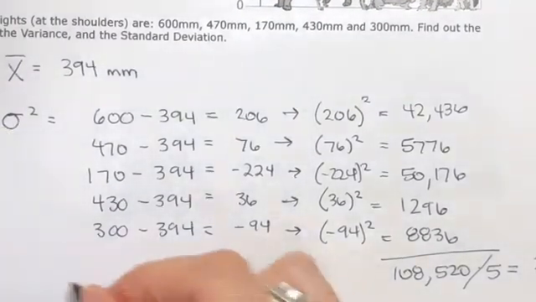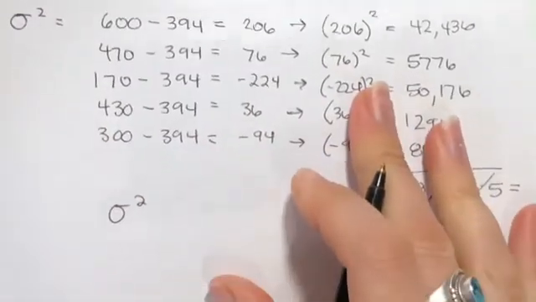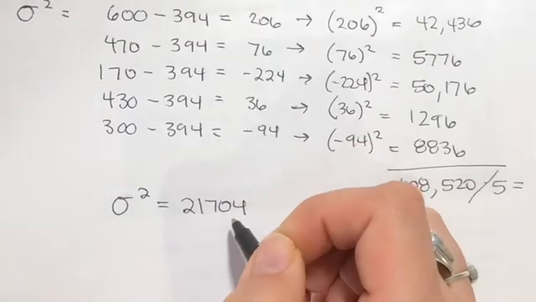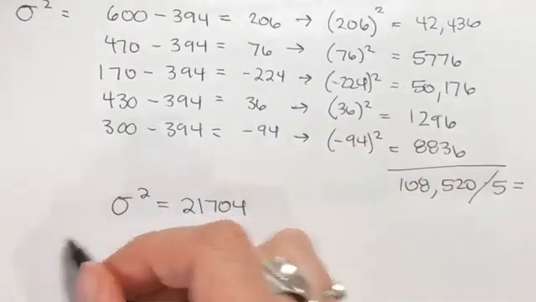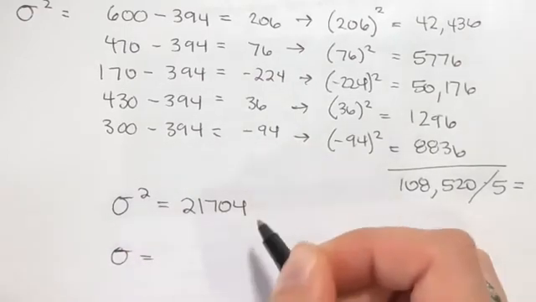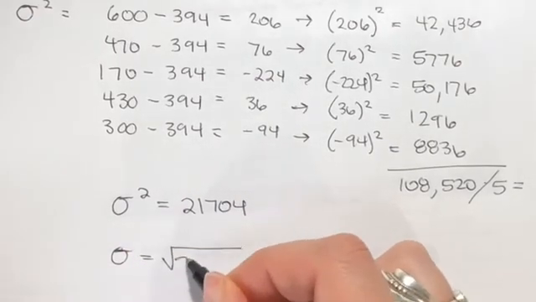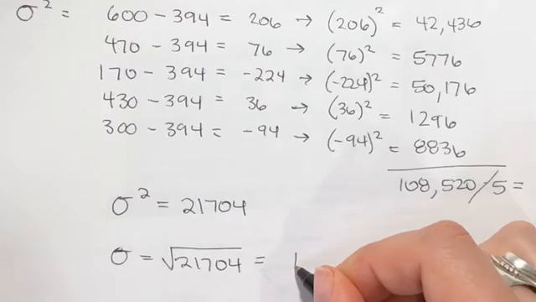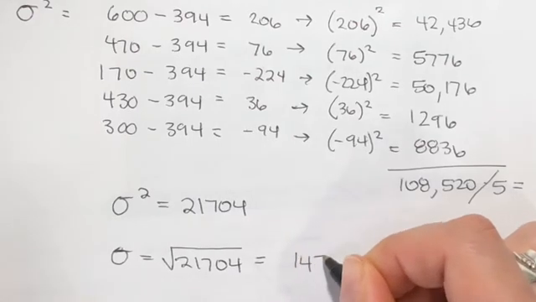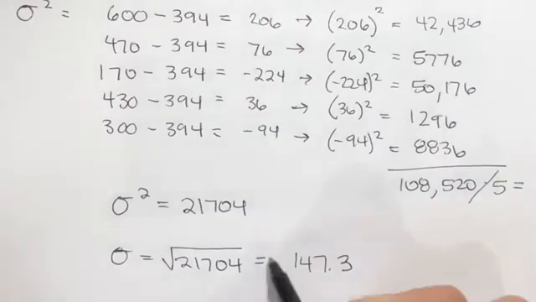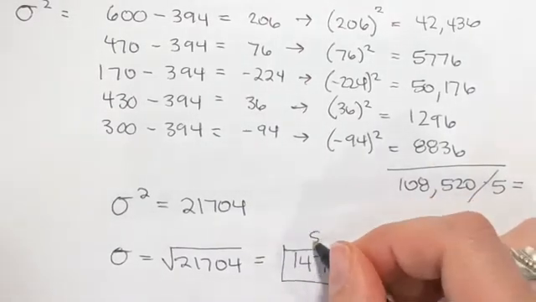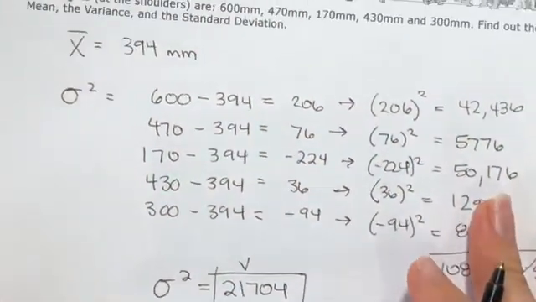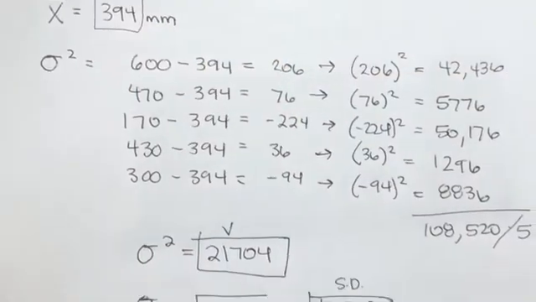Remember that sigma squared. So maybe I'll write that more clearly right here. Sigma squared is that 21,704. That's your variance. But then to find your standard deviation, that's just going to be the square root of that number. If I take the square root of 21,704, we get a decimal. Let's do 1 decimal, 147.3. And so that would be your standard deviation. So the standard deviation, here's your variance, and then our mean was up here. Those would be your 3 numbers.